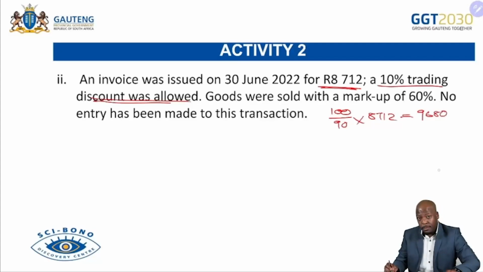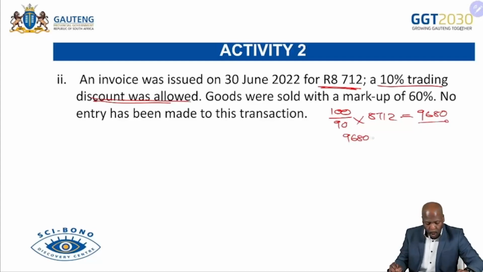9,680. Are we still okay? And then this is what we're supposed to have sold the goods for. All right. Now, we are then told that the goods are marked up at 60%. We want to see how much is the profit in these goods.